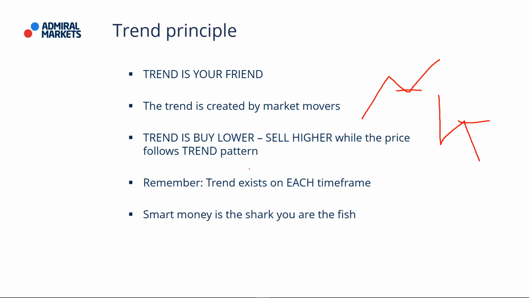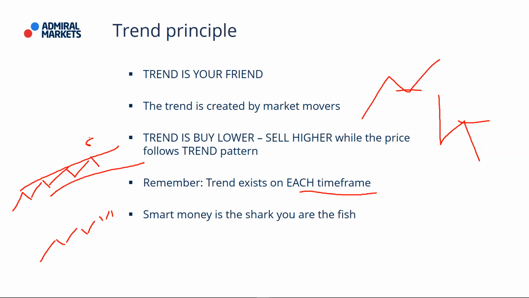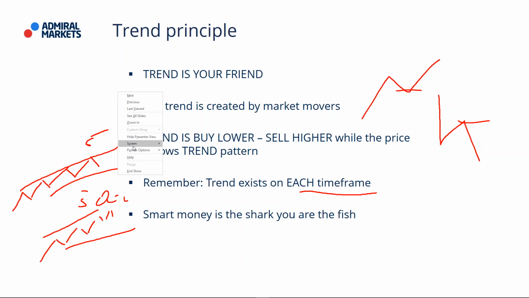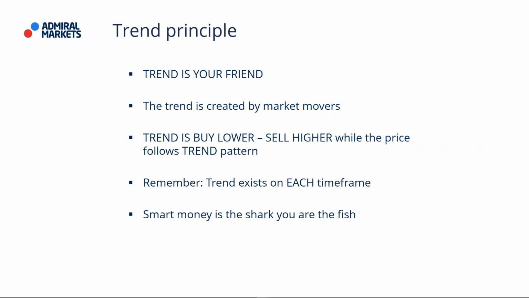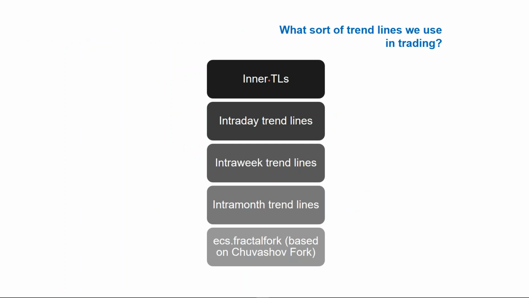And remember, trend exists on each time frame. 1 minute, 1 month, same thing. Except that this movement on 1 minute is 5 pips, and this movement on a monthly time frame can be even 5,000 pips, depending on the instrument. But trend exists on each time frame. So it's crucial to do a multiple time frame analysis and try to piggyback momentum from a higher time frame, but that's another subject. We are sticking to trend lines.